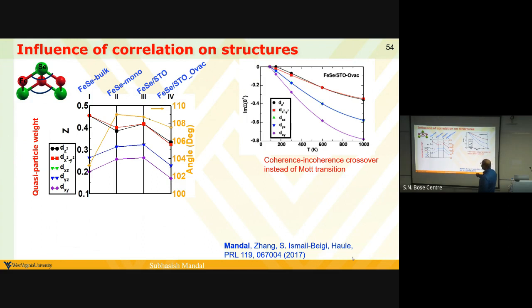You can see that here. Oxygen vacancy is important because it gives you the right band structure of the Fermi surface, because one pocket was missing. So it is donating electrons to FeSe and then also changes the angle just because the vacancy is there.